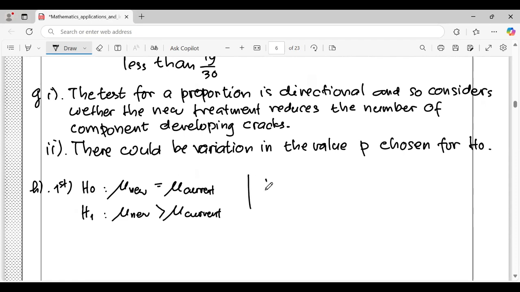Or you can state like this. Null hypothesis is mu1 equal mu2, and alternative hypothesis is mu1 greater than mu2. Mu1 represents the mean length or the time before cracks appear with the new technique, while mu2 represents the mean length with the current technique. Up to you, you can use whichever one.